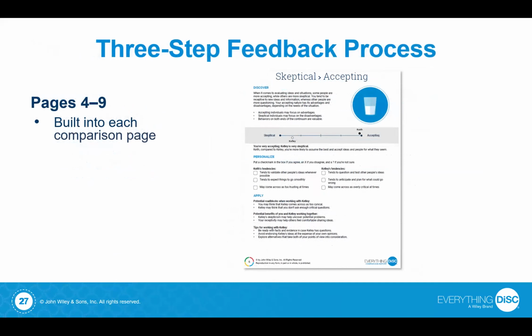Built into each comparison page is discover where you sit on the scale. All right. Personalize it. Tick, cross, question mark, the little boxes. These are my tendencies, these are Kelly's tendencies. And then the apply section, which is what are the potential roadblocks? What are the potential benefits of the difference? And here are some tips for me in working with Kelly. And of course, Kelly's tips for working with me would be something different from that. But basically, we'd have matching reports, but the flip side or the mirror image.